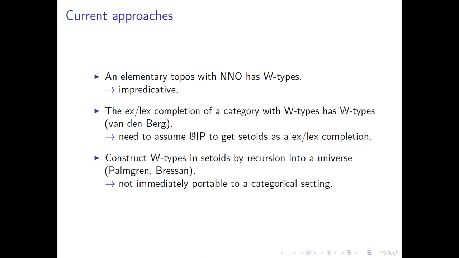More recently, Erik Palmgren has given a construction of the W types in the setoid model in intensional Martin-Löf type theory. His construction uses the recursion of the W type into the universe. So this is not directly usable in a categorical setting where perhaps we don't necessarily have a notion of universe. This construction has also been adapted by a student of Maietti, Luca Bressan, to the Minimalist Foundation in his master's thesis. This is basically the current state of the art, as far as I know.